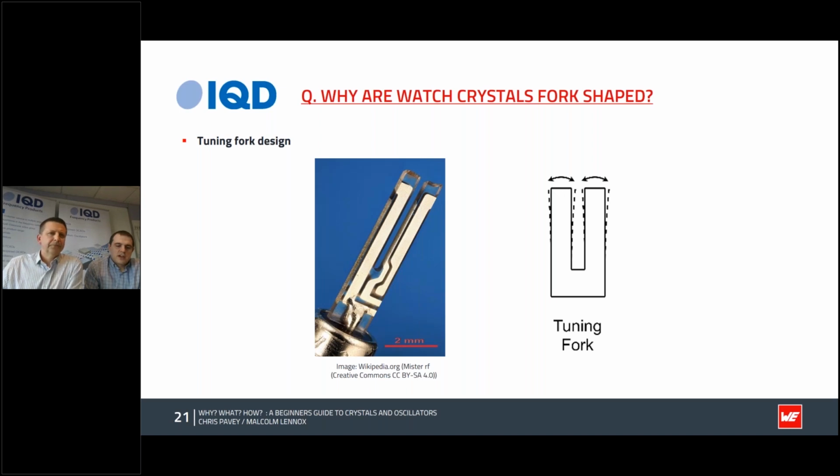Additionally, due to the very high ESR of the particular cut of crystal, this results in a very low drive level. This is important as these crystals are used in watches and clocks, powered by a small coin cell, which is designed to operate for years.